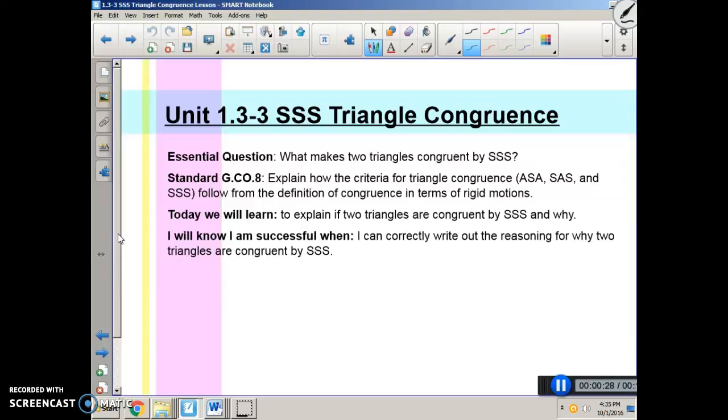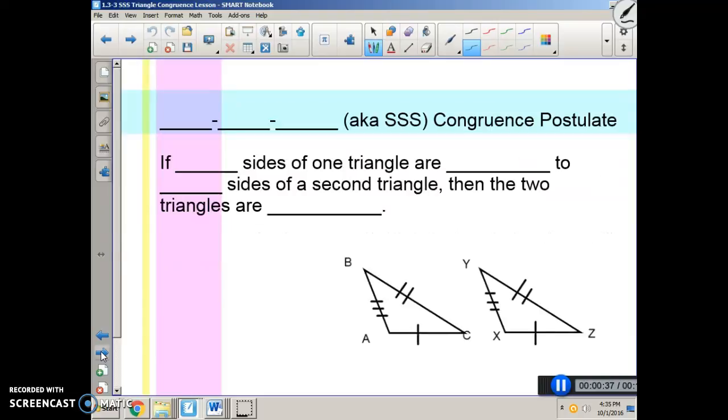Alright? So here's the basics for today. We're focusing on SSS, we've got our standards, and again, these are all at the top of your notes page. Okay. Alright, so SSS stands for side, side, side. So you can go ahead and fill it in on yours. Okay, so we are focusing on the fact that if 3 sides of one triangle are congruent, and you can either write out the word congruent or use that symbol, if they're congruent to 3 sides of a second triangle, then the 2 triangles are completely congruent.